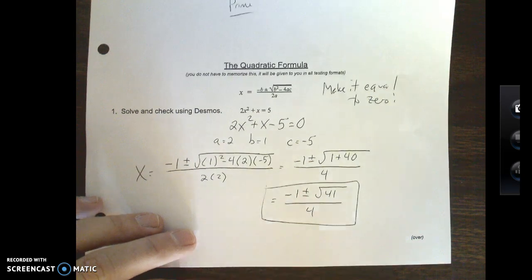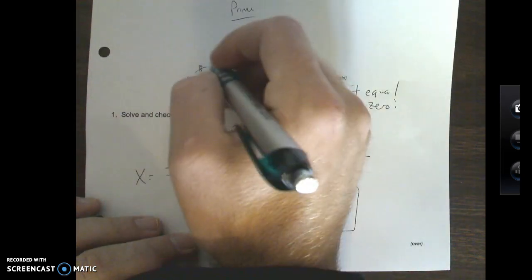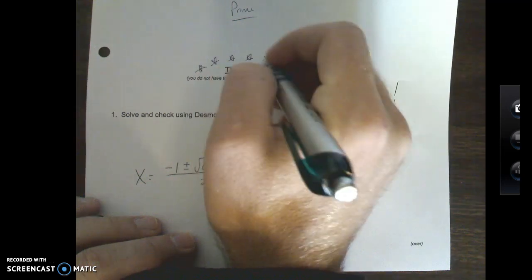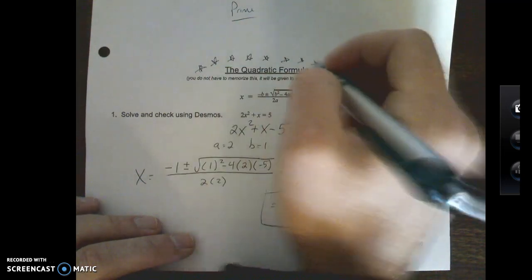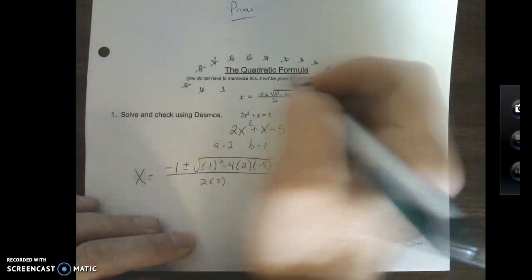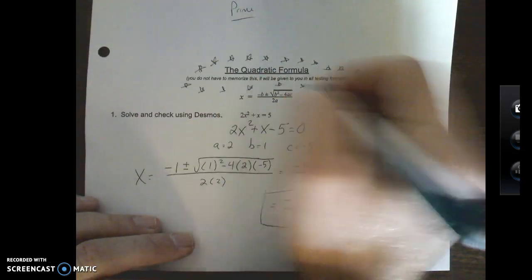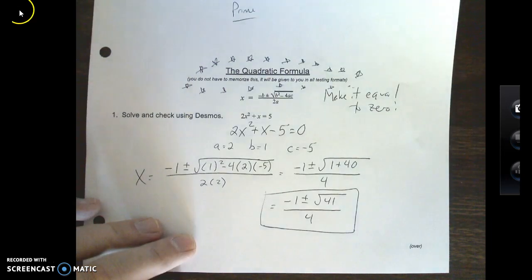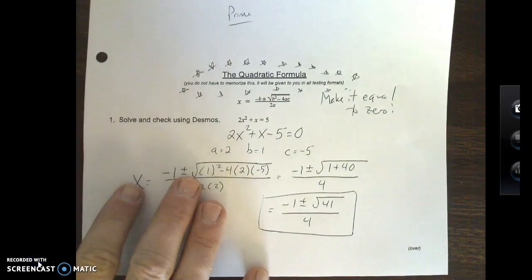Now here's the really neat thing about the quadratic formula. Okay? The quadratic formula will work for anyone that's factorable, anyone that's a square root, anyone, period. It works for any quadratic function whatsoever. Okay? All right, cool.